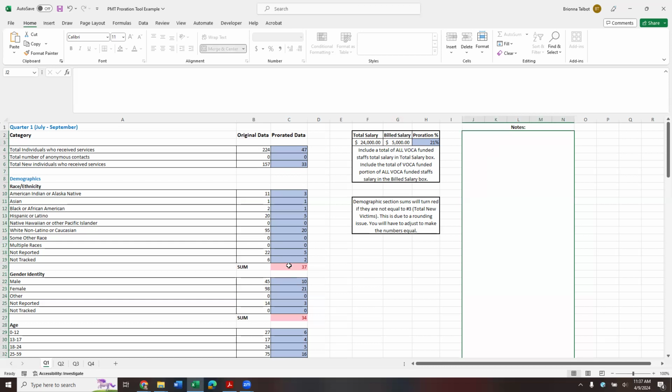So I can see on our race and ethnicity that I need to reduce this by 4 people. And if I have 5 people who weren't reported or 2 that weren't tracked, I can reduce them from there. I can also reduce them from our white or non-Latino Caucasian section. Or if I wanted to, I could take one from each of these that has over 1 person in it. Again, we always want to get credit for serving our underserved populations. So we want to keep those in there to show that we're still doing that.